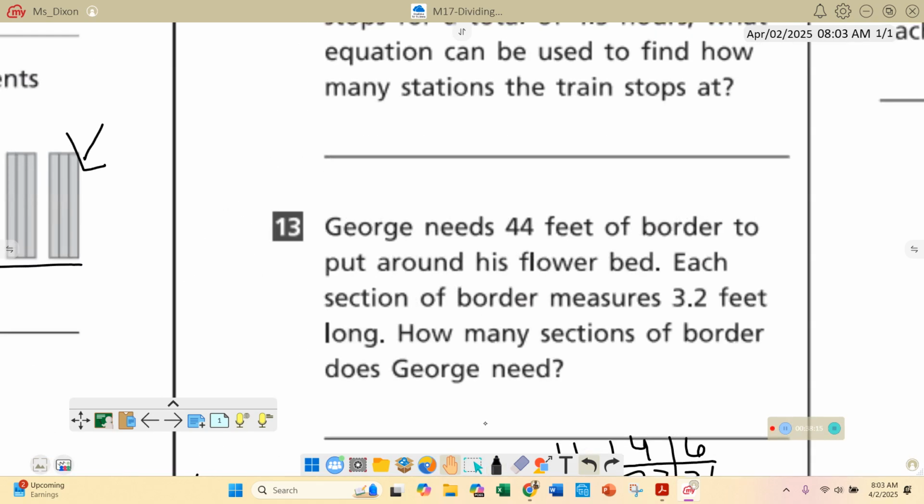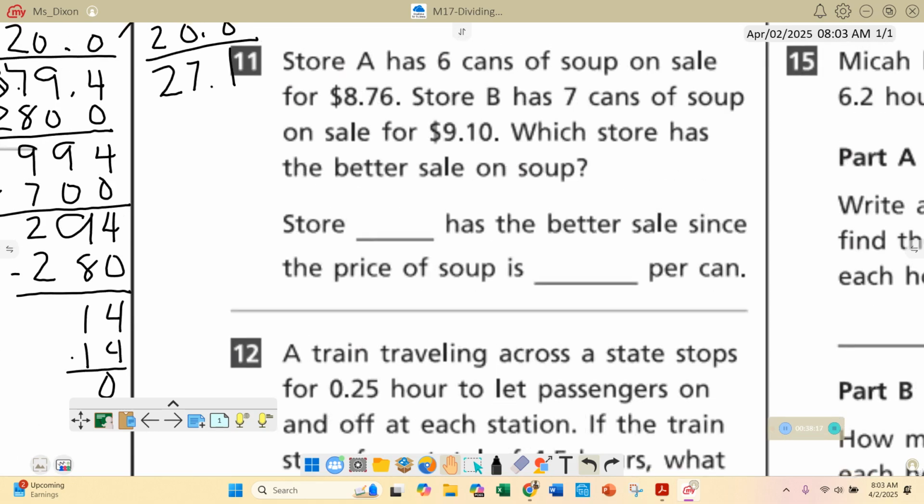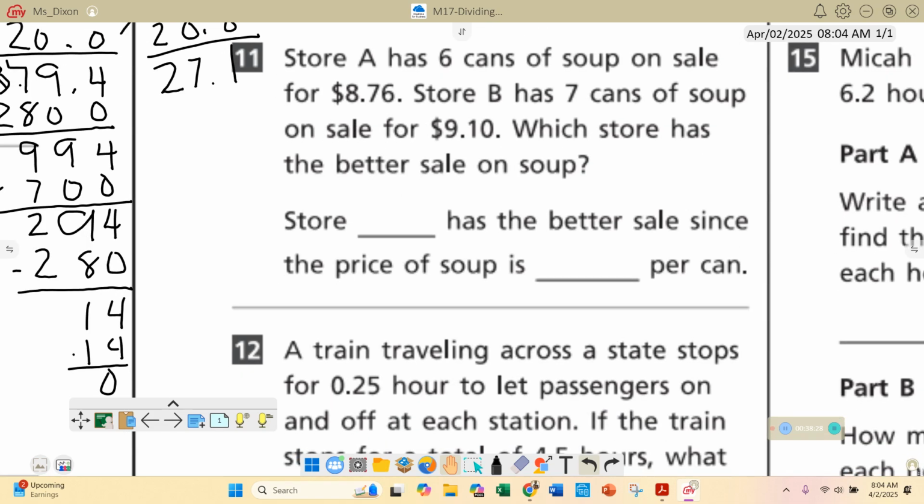All right, looking back at our problem and how you would fill out your answer, if store A had the cheaper price per can, you would write store A has the better sale since each can would be $1.46. But I want you to solve for store B and make sure that store A actually does have the better deal. Follow the example that I did for store A to solve store B.